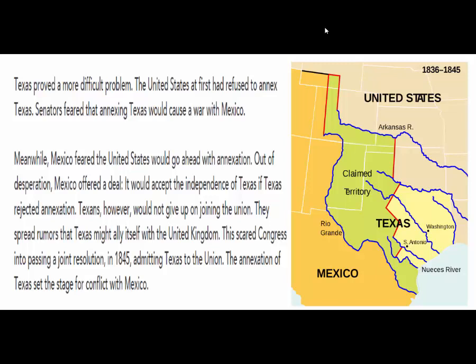Question number 9. What did the United States do to Texas in 1845? We annexed, or added, Texas to the United States. Question 10. Why was Mexico angry at the United States in 1845? Because we annexed Texas, and that drove them crazy.